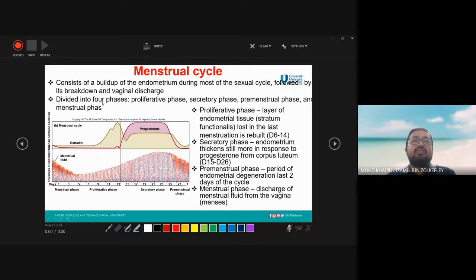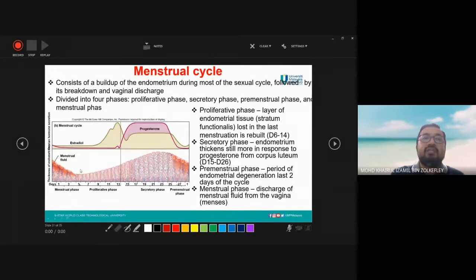It can be divided into 4 phases, and we call it first one the proliferative phase, and the secretory phase, premenstrual phase and menstrual phase. Okay, proliferative phase is a layer of endometrial tissue and strengthened functionally lost in the last menstrual is rebuilt. Maknanya tempat awal-awal lepas berlakunya mens, okay, contohnya lebih kurang seminggu kan, menstrual phase, and then dia akan slowly lepas dinding yang lama tu dah ruptured, dia akan membina dinding-dinding yang baru lah.